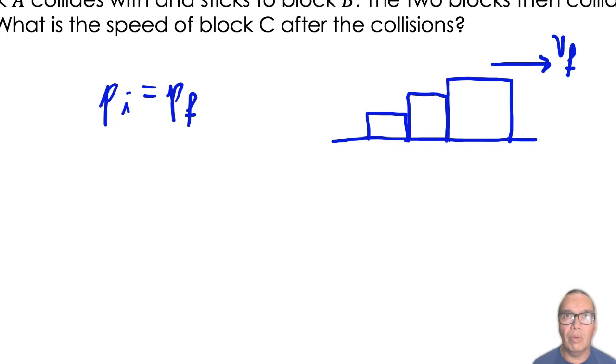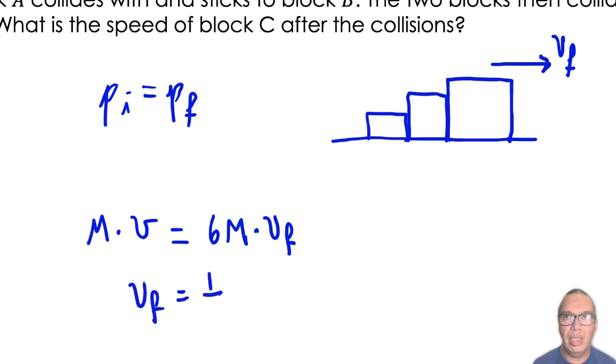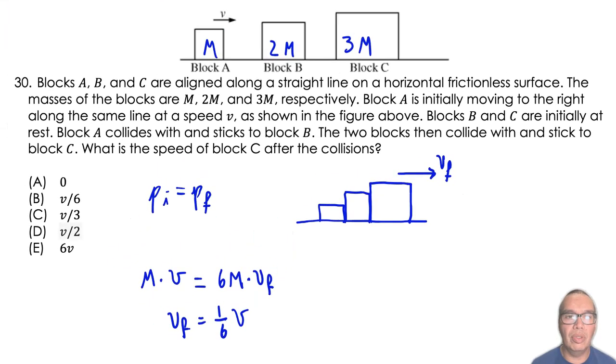We need only to compare the initial momentum, which is m times v, with the final momentum of the three blocks stuck together, which is 6m times final velocity. This means that the final velocity is 1/6 of the initial velocity. This is represented by option B.